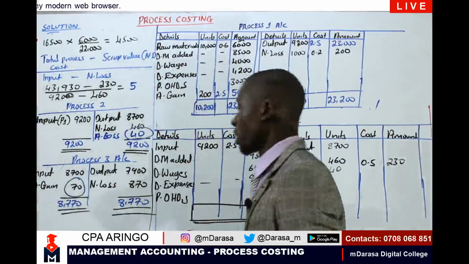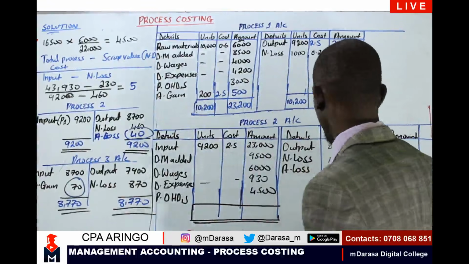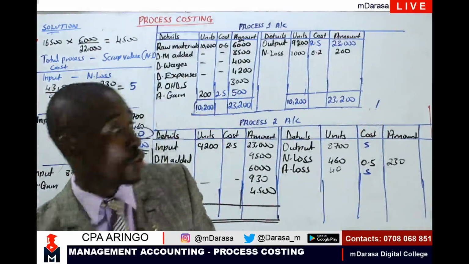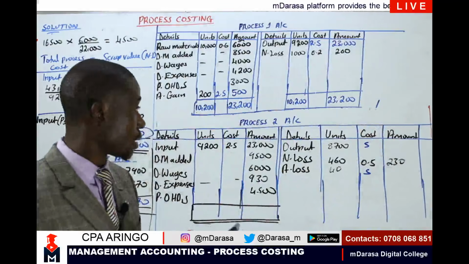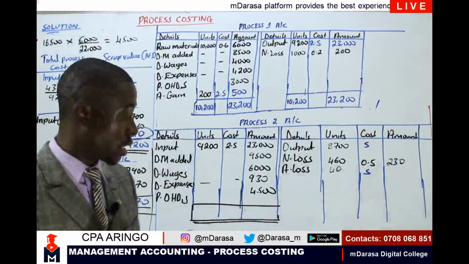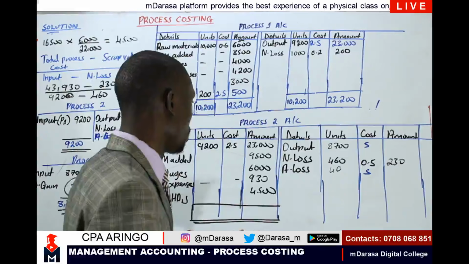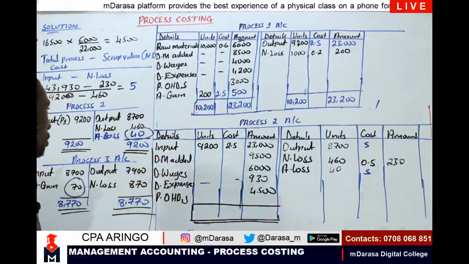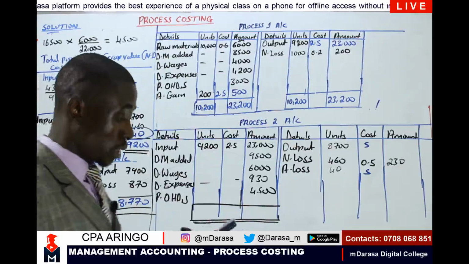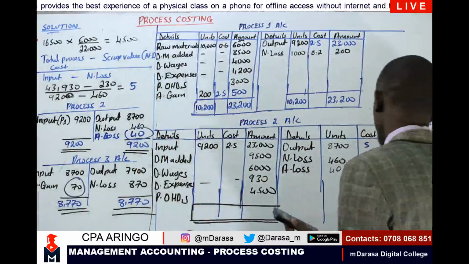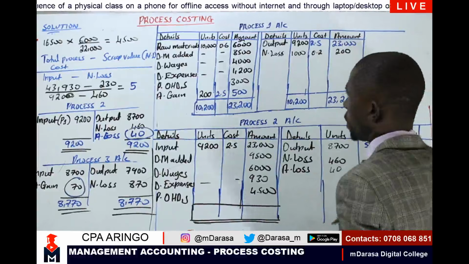The same value I should be having here, times 5. So at the end of the day I should be talking of 8,700 by 5, being our output, to give us 43,500.